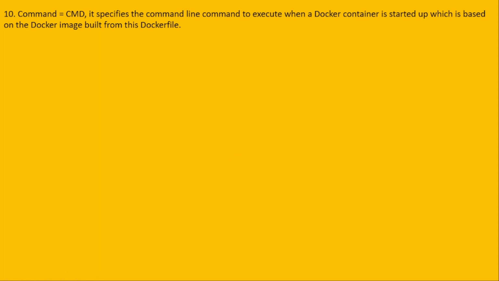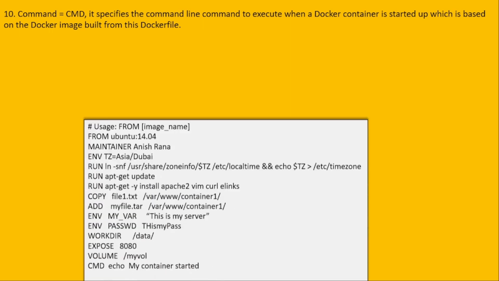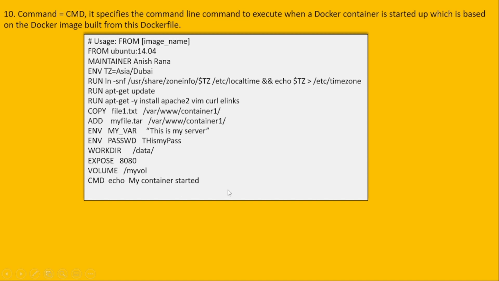The 10th command is CMD, and it specifies the command to execute when a Docker container is started up, based on the Docker image built from this file. CMD echo my container started. So whenever we build the container from this image, whenever the container starts, it will print my container started.